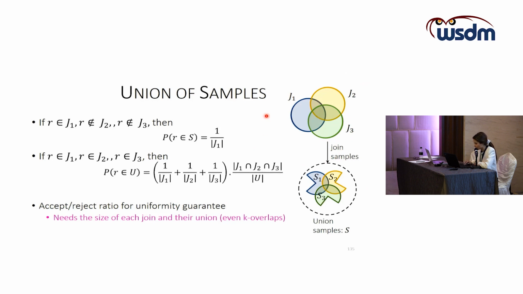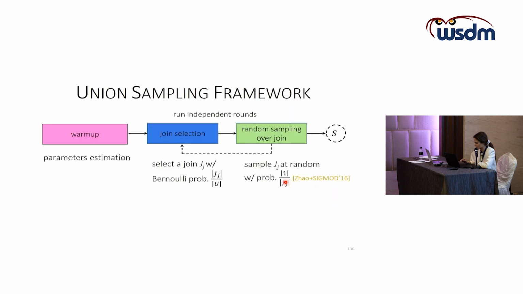So now if a tuple R is in the join path J1, in the result of that join, but is not in J2 and J3, the probability of that tuple being in the union of samples is 1 divided by the size of the join, J1. But if that tuple instead is located at the intersection of J1, J2, and J3, the probability of having that tuple in the union of samples is going to be different than 1 divided by the join size. And so basically, a simple union over joins is not going to give me uniformity. There are ways of adjusting the probabilities by having an accept-reject ratio based on the size. But what happens is that in that case, I need to know the size of each join as well as the size of the union. And knowing the size of the union means I have to know the size of the overlap of all k combinations of the joins, because it's a set union.